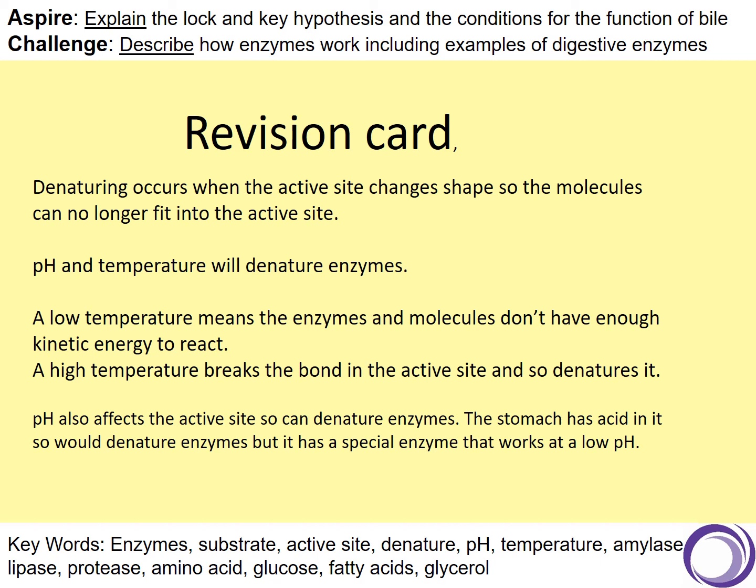But if you go into a high temperature, then the bonds break in that enzyme and the active site changes shape, so then it denatures. pH also affects the active site, so therefore it will denature the enzyme. And you've got to remember that the stomach has an acid in it, hydrochloric acid, and that generally denatures enzymes. However, it does have a special enzyme, protease, that works at low pHs. I'll give you 2 minutes to write those bits down, and then we'll just talk about one little last bit and then get on with exam questions.